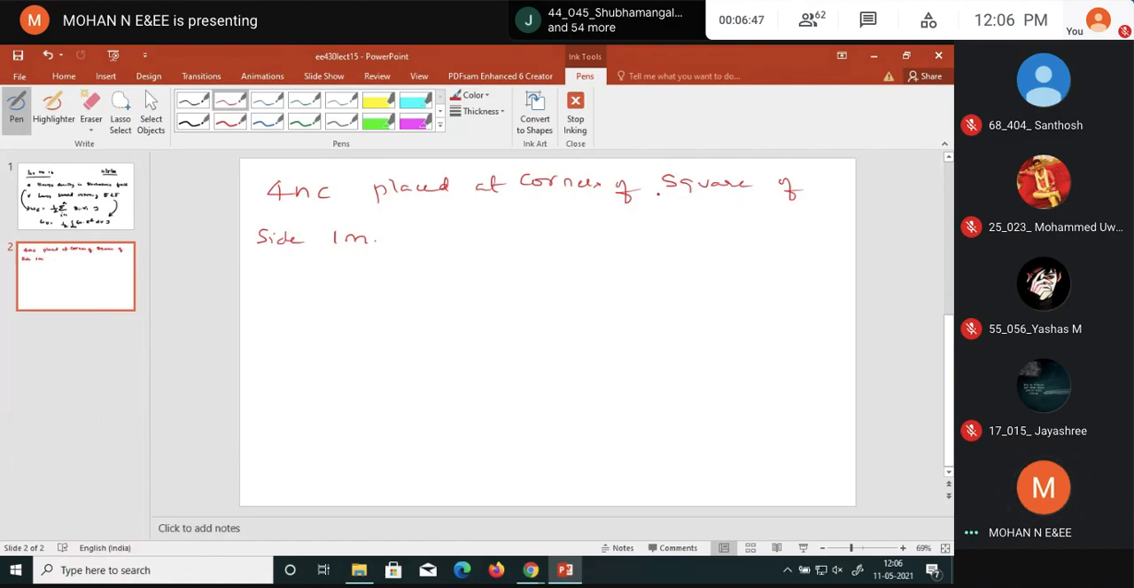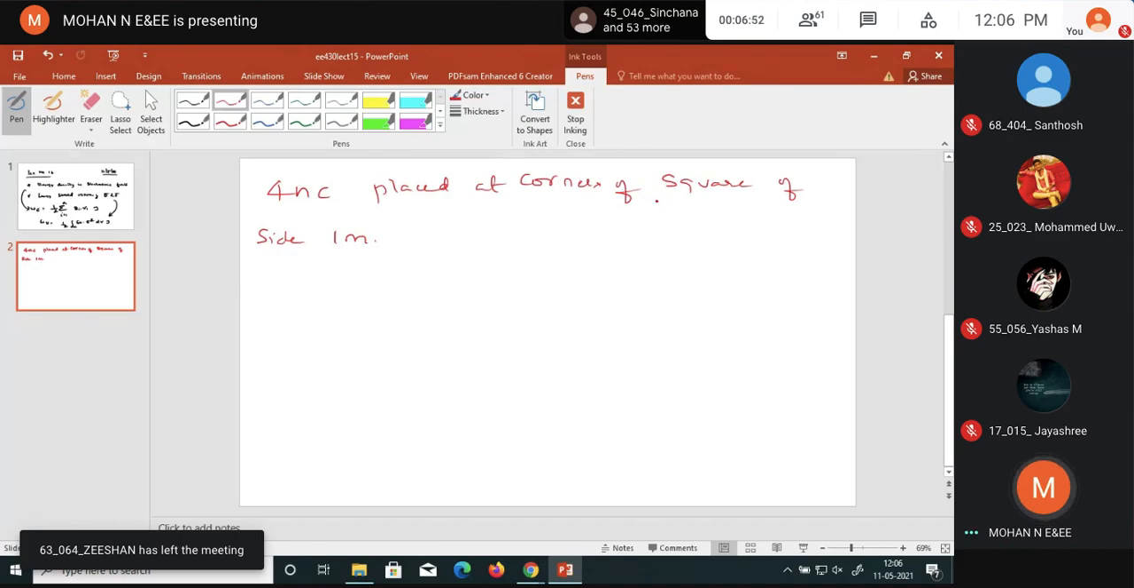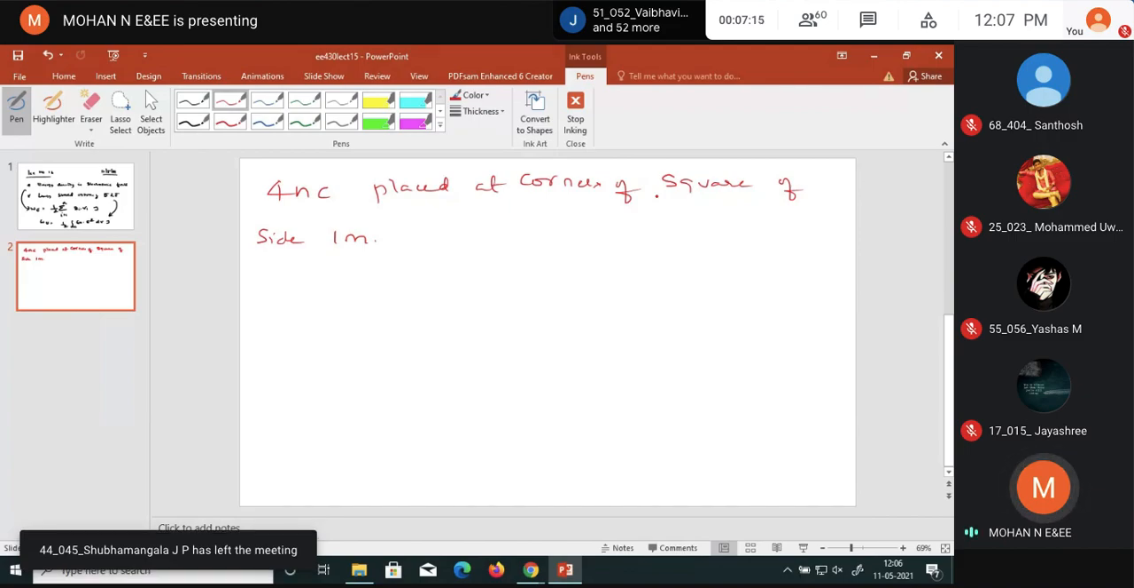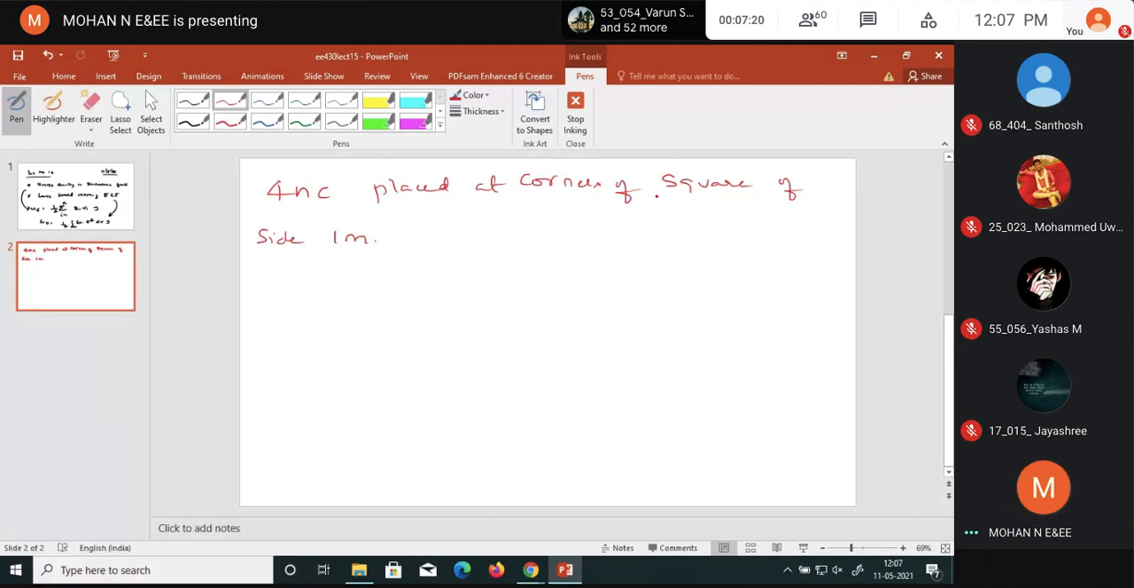Okay, this is what you have to find. So there are four identical charges of 4 nanocoulomb placed at the corners of a square of side 1 meter. You have to find the energy stored.